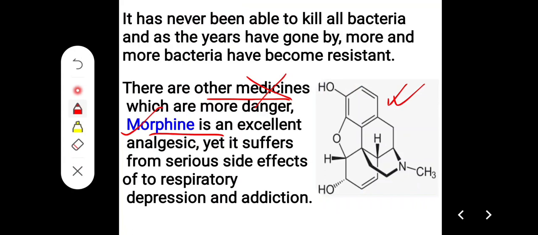the action of penicillin. Okay. Now we have to consider other medicines which are considered dangerous. Actually nowadays they are not used as medicine, such as morphine, because of their side effects, respiratory depression, and addiction property. Okay, this is the structure of morphine.